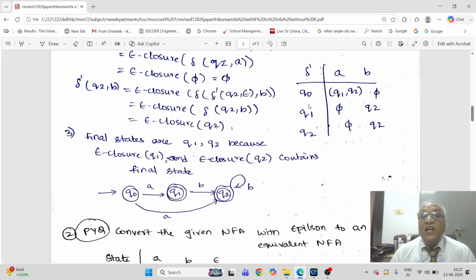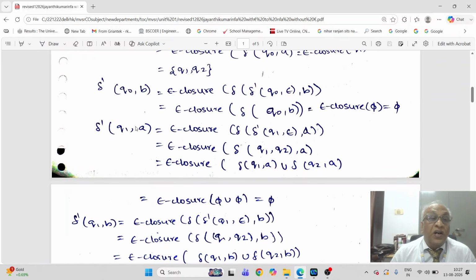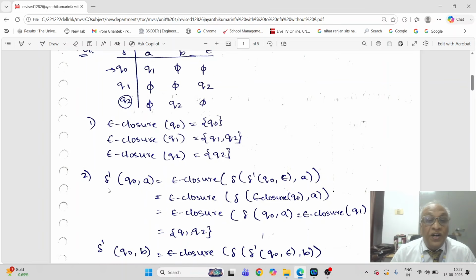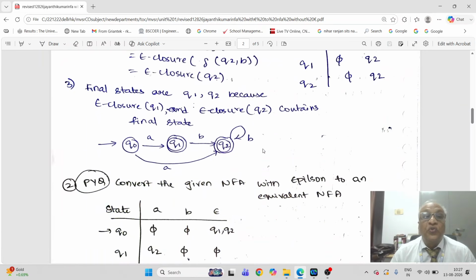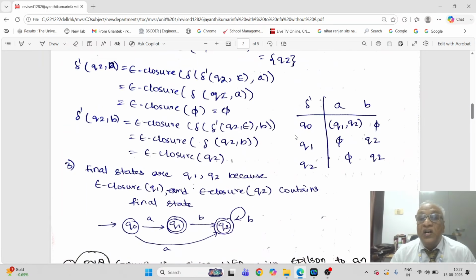Now, delta dash of Q0 comma A. Let us look at delta dash of Q0 comma A. It is coming to Q1 comma Q2. So here Q1 comma Q2. Delta dash of Q0 comma B is phi. Delta dash of Q1 comma A is phi. Delta dash of Q1 comma B is Q2. Delta dash of Q2 comma A is phi. Delta dash of Q2 comma B is Q2.